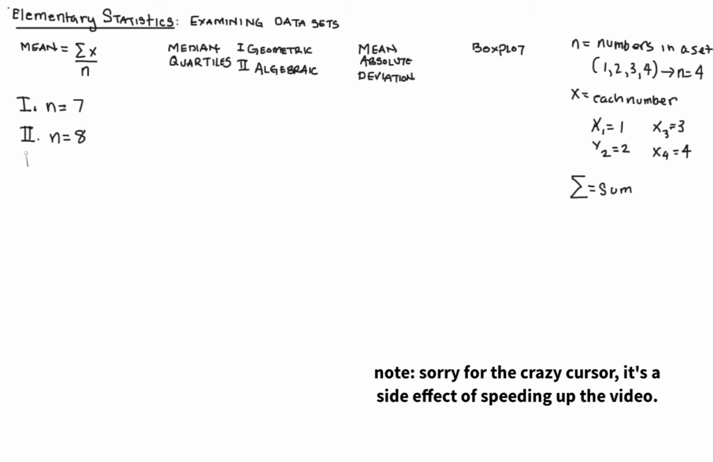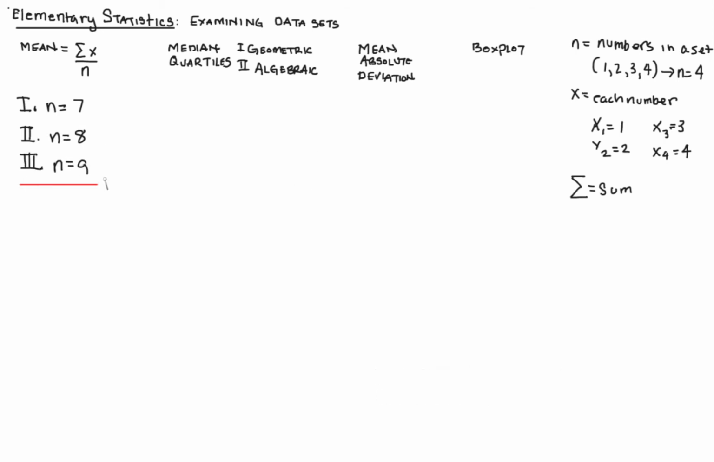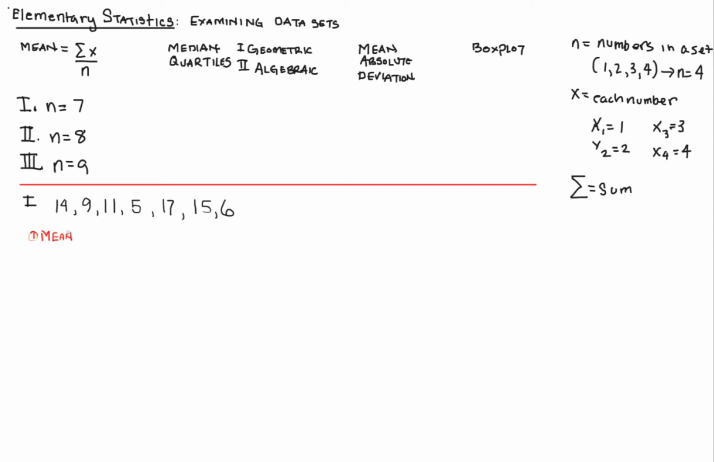Our 3 exercises will be with 7, 8, and 9 sets of numbers. So let's get started. Our first problem, we have 7 numbers, and we begin with 14, 9, 11, 5, 17, 15, and 6. And from these we want 4 things: the mean, the median, the interquartile range, and the mean absolute deviation.